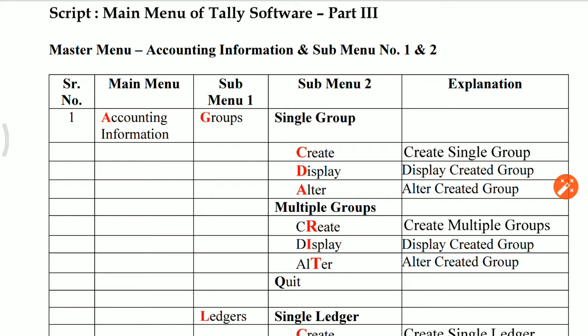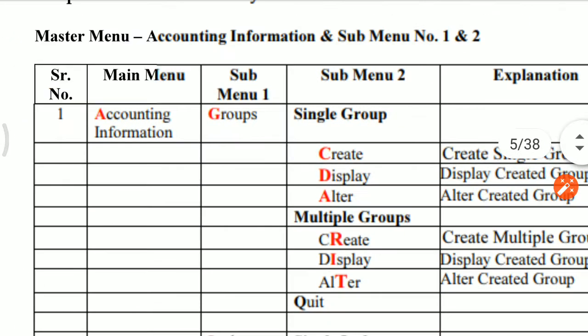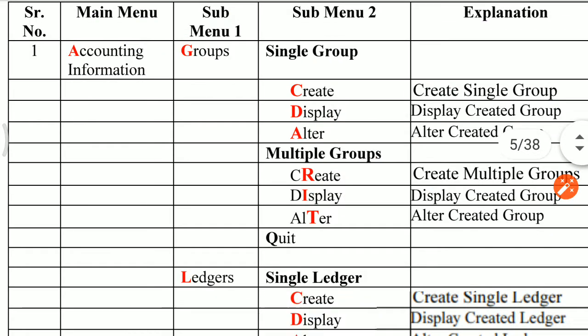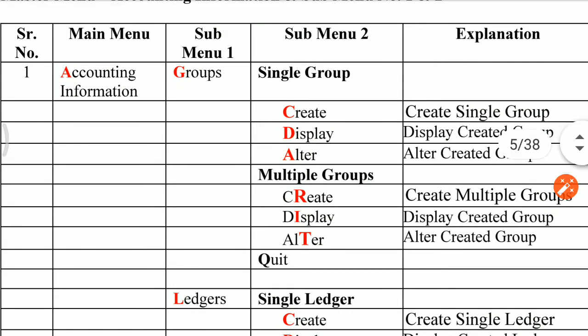Second menu is groups. If you press group, this submenu will open: single group, create, display, alter. Multiple group, create, display, alter. Create means create a single group, display means display a single group, alter means alter a single group. In multiple groups, these options are available: multiple create, multiple display, alter, and quit.